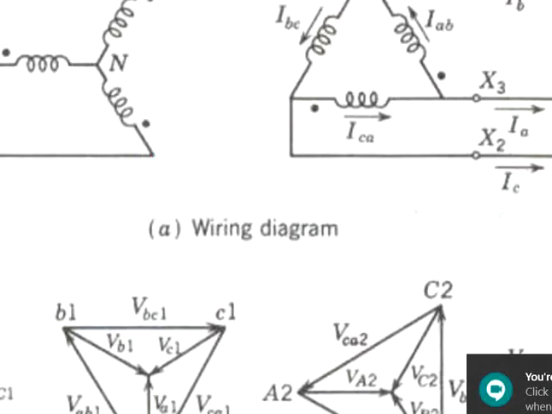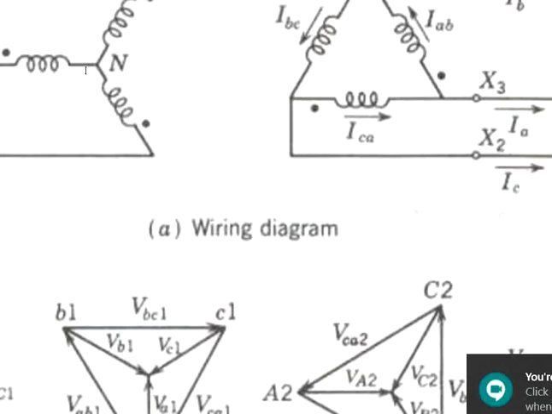Yes. Now you can see that instead of VA1N, VB1N and VC1N, just for analysis purposes I will omit the N. I will not take it, only I will consider VA1, VB1, VC1. Now VA1N equals VA1 only. I will just omit N.